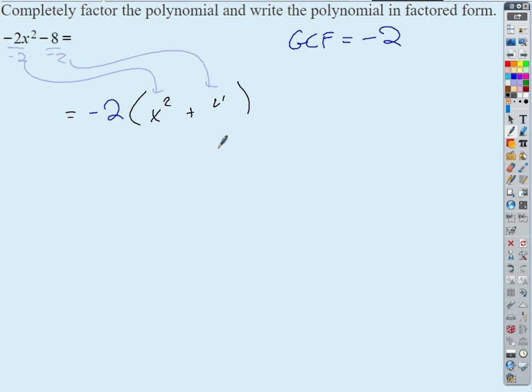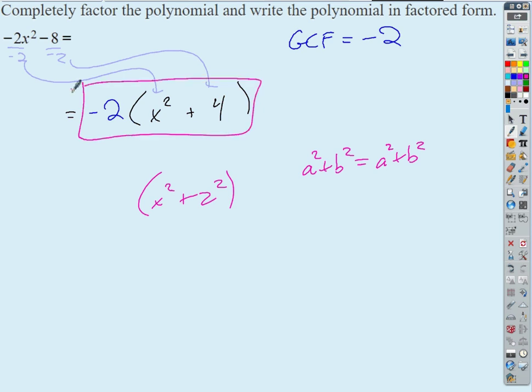Can I go any further? Which pattern would I use? Difference of squares. But that's not a difference. That's a plus sign. So it'd be the sum of squares pattern. Remind me what that one is. What's a squared plus b squared break into? A squared plus b squared. There's no pattern. It doesn't break apart. There's nothing I can do. So this looks like x squared plus 2 squared, but big deal. We can't do anything with it, right? You can't break it apart. So this one is done. That's my answer. Okay?